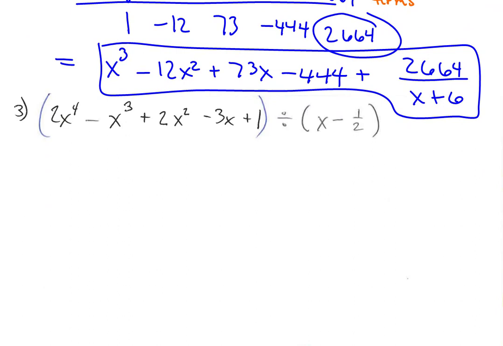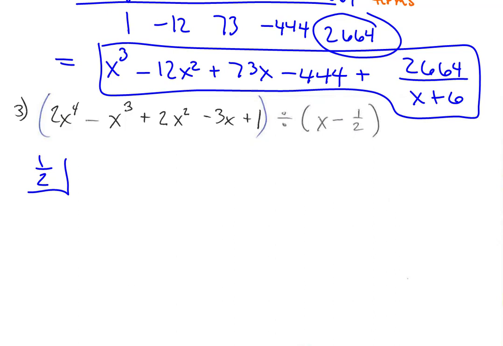Let's try another example. This next one begins with a polynomial in parentheses, that is 2x to the fourth minus x cubed plus 2x squared minus 3x plus 1, close parentheses. And we're dividing that by x minus 1/2. So notice we fit the x minus c. In this case, c is the positive 1/2. Remember, use the opposite of what you actually view in this last term here. So really, c is a positive 1/2. We have x minus that we're dividing by here.